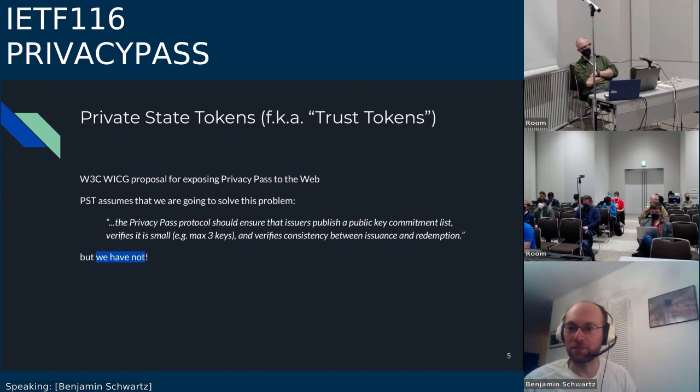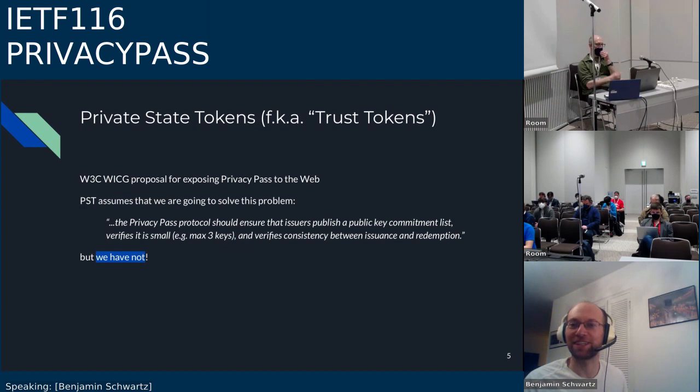There are a number of private state tokens documents right now. It's in a very early stage, I think, at the W3C. But it talks about what assumptions it is making from us as the Privacy Pass working group, or the people who are defining the Privacy Pass protocol. It says that this protocol should ensure that issuers publish a public key commitment list, and the sentence is a little hard to parse, but I think it says the protocol should verify that the key commitment list is small, and the protocol should verify consistency of this key commitment list. But we really have not provided any kind of consistency verification. So I'm wondering if we're actually living up to the requirements that are being set for us.